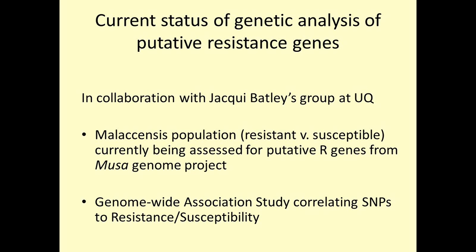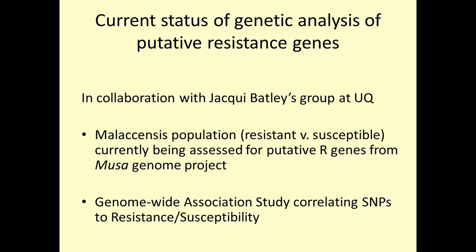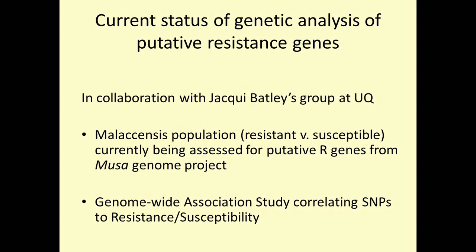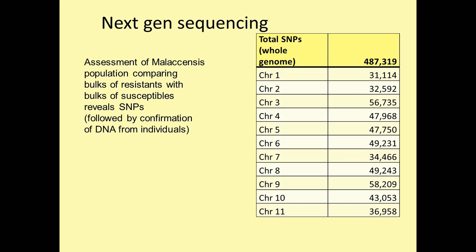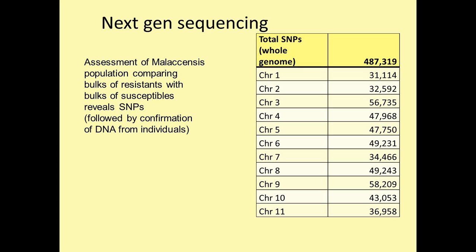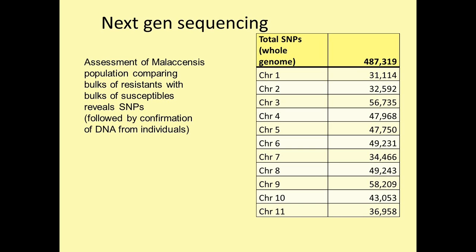So what we're now doing in collaboration with Jackie Batley's group, which is still just here at UQ, but soon to move, we've been looking at this population and using a genome-wide association study correlating SNPs with resistance and susceptibility to try and locate that resistance gene. Now, conveniently, the banana genome has now been sequenced, or not fully sequenced, but certainly been published, and so we can tap into that information to try and work out where our chromosomes are.